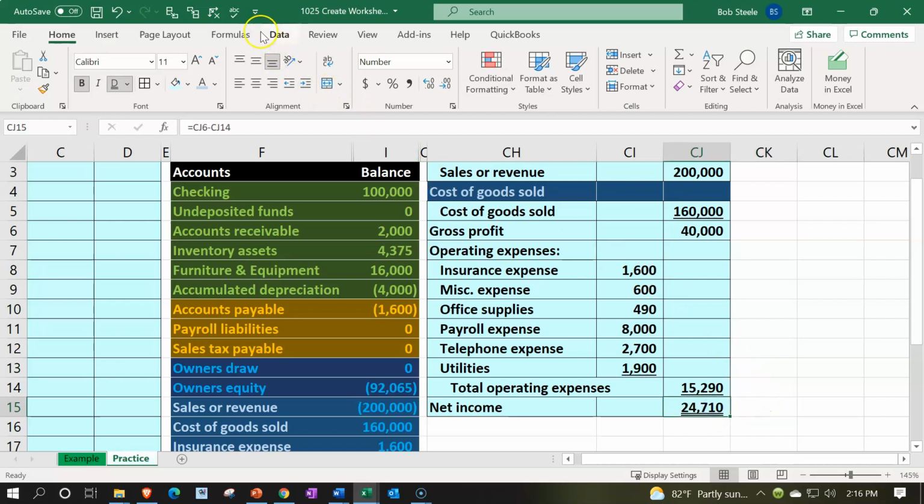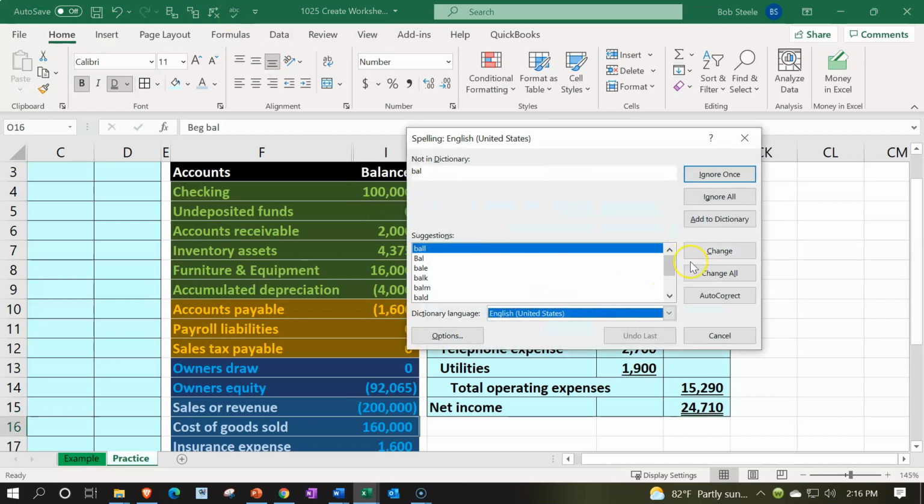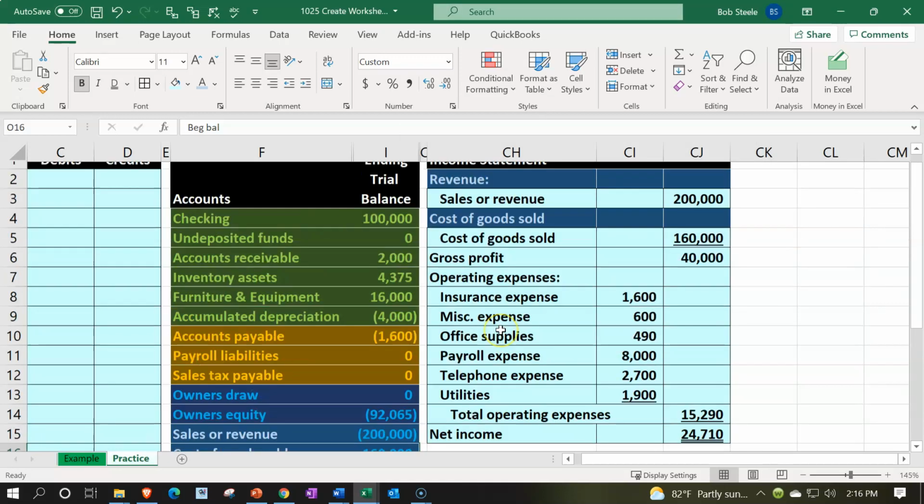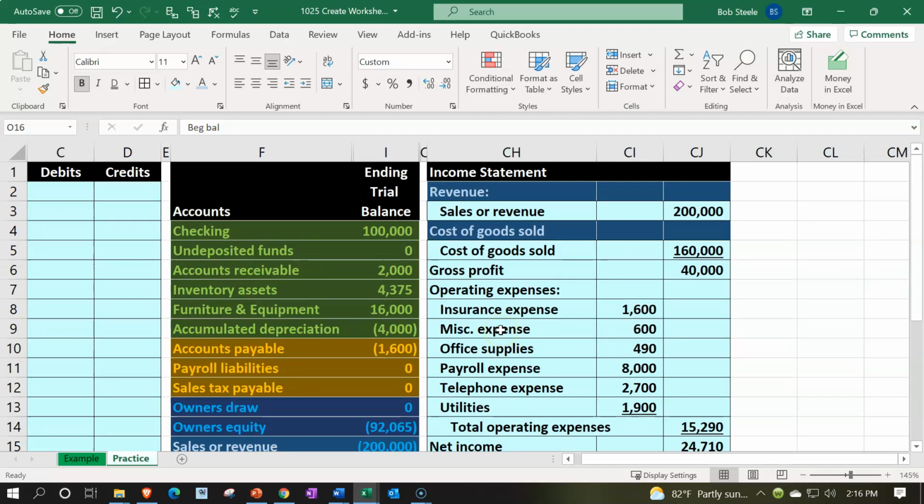We can then check the spelling by going to the spell checker. And that one I'm going to ignore. And then are there any more? No. Of course, spell check says I know how to spell.